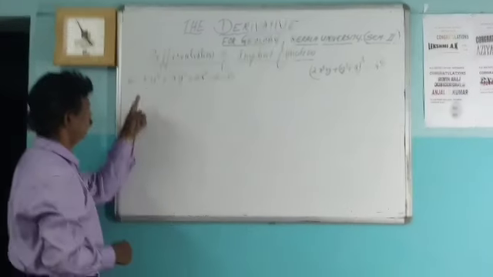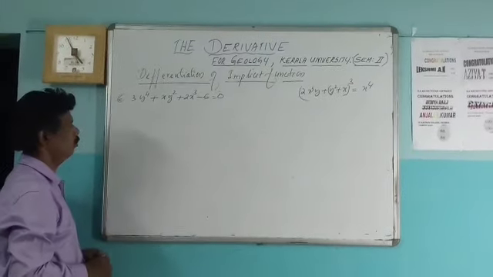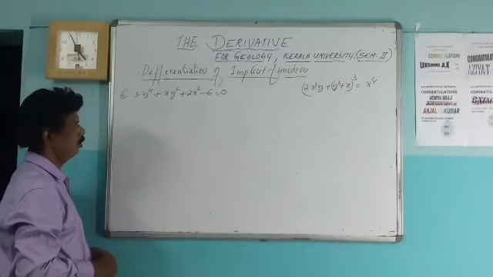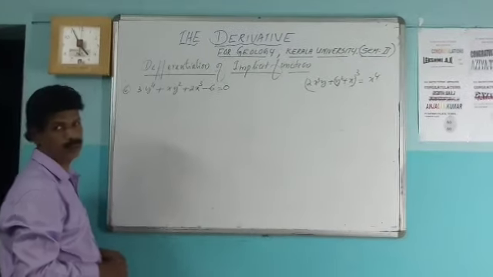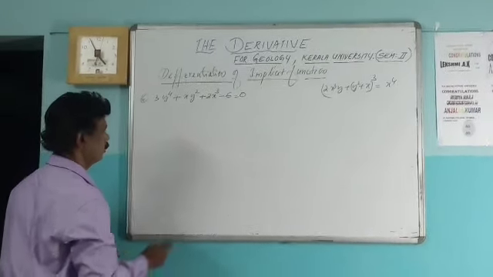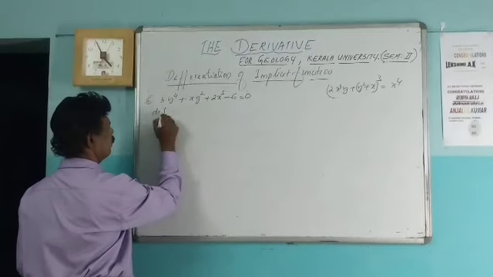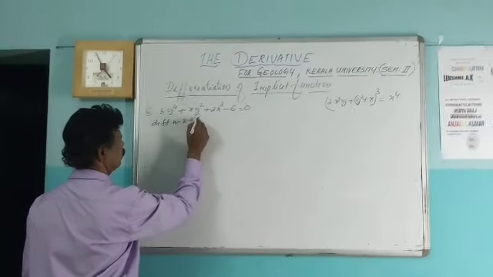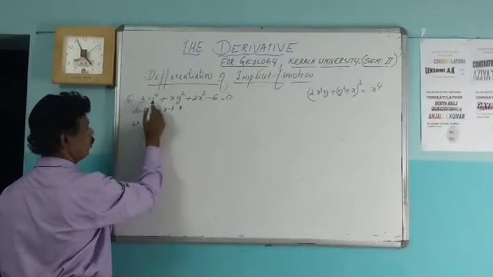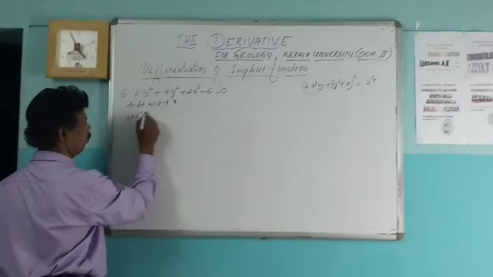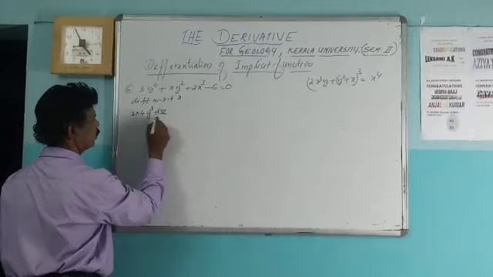Next problem: 3y raised to 4 plus xy square plus 2x cube minus 6 equals 0. This is also an implicit function. Then differentiate this function with respect to x. 3 into the derivative of y raised to 4, 4y cube into dy/dx.